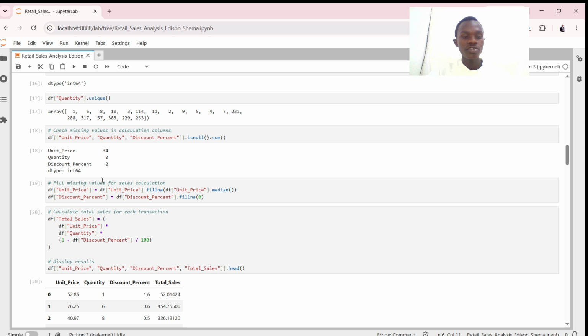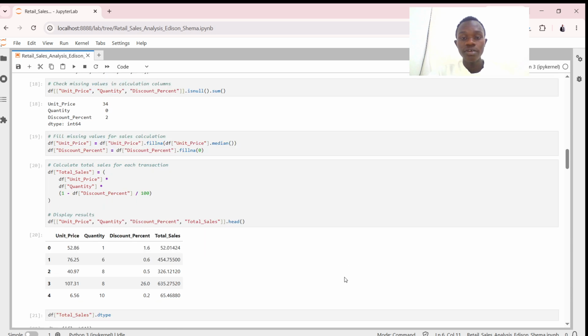Here I was filling missing values in different columns and correcting data types. For example, the quantity column was stored as text instead of numerical values, which would prevent accurate calculation. I handled these issues by filling missing values using appropriate methods, correcting data types, and preparing the dataset so that it could be used for reliable analysis.